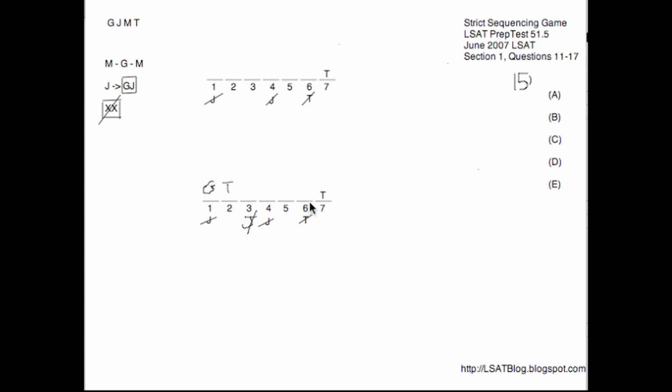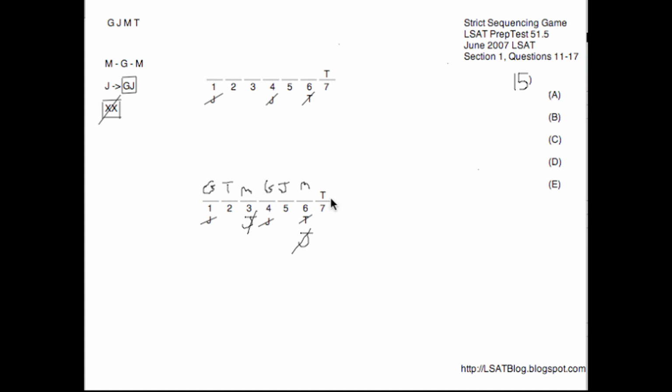J certainly cannot be on 6, because if J was on 6, we'd have to have G on 5, and then we'd have the M's touching on 3 and 4, which is unacceptable. So J cannot be on 6 either. J can only be on 5. If J is on 5, G is on 4, and then we have to have the M's going on both sides of G, not necessarily consecutively, of course, but before and after it. So M's going to be on both 3 and 6.